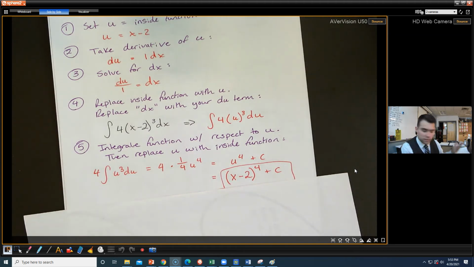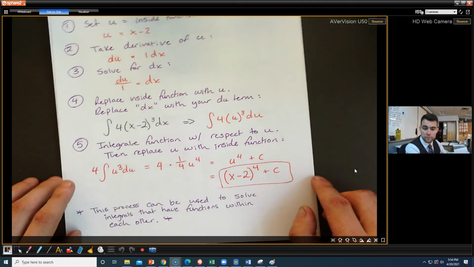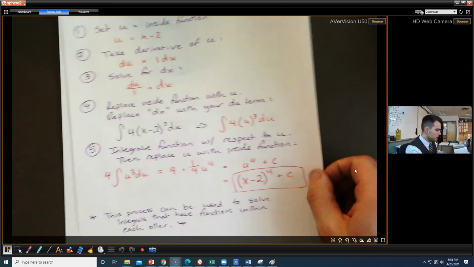So that guy worked out. And in fact, you could use this for all of these. This is the reverse chain rule right here. Okay, this process can be used to solve integrals that have functions that are within each other. Okay, let's see another example.